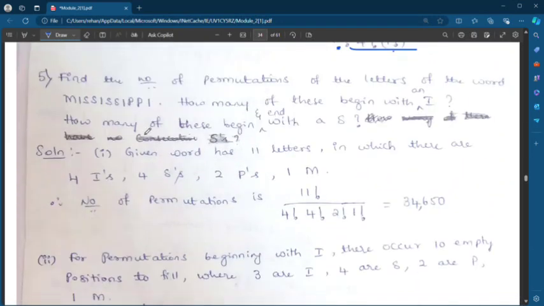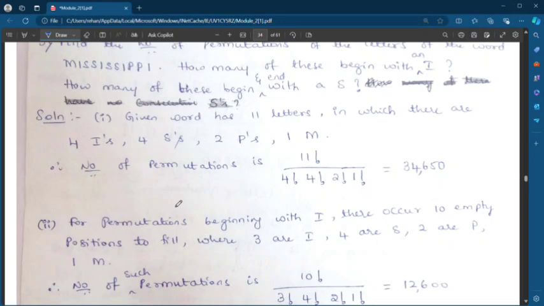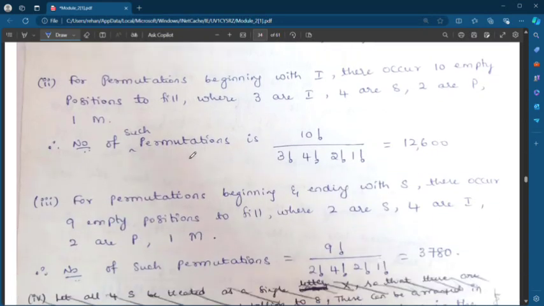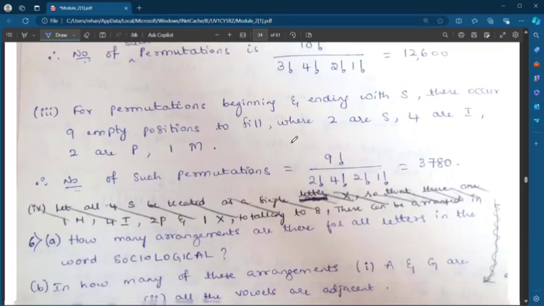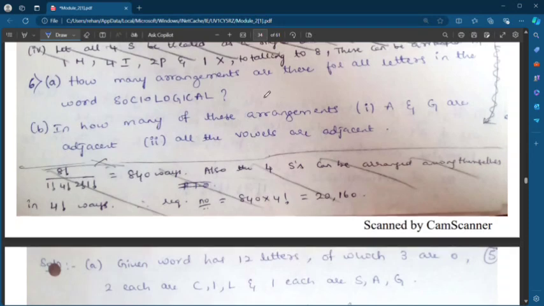Then second, same way, instead of the earlier word, they have given this one. Same way they have asked, I won't be solving this. Anyhow, it's very simple and small, you can see here. I'm just pausing it so that you can see here. Done. Okay, in how many ways are there for all letters in the word sociological?